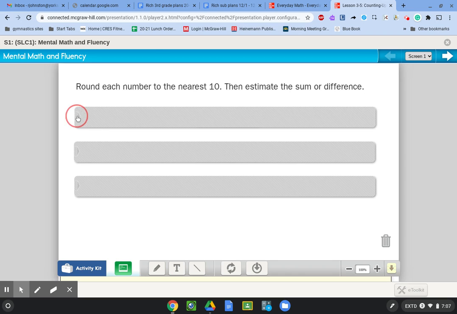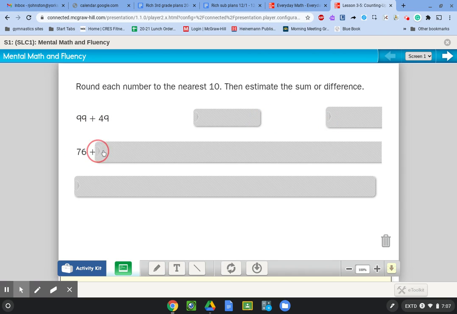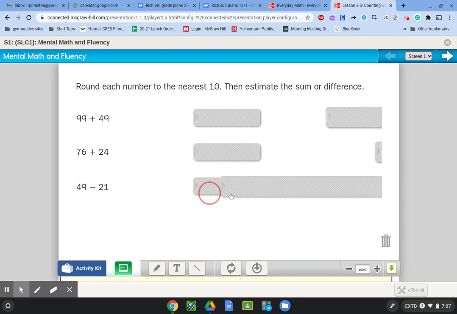Here we go. Round those numbers to the nearest 10 and then add them together. For this third one, you're going to round those numbers to the nearest 10 and subtract them. Hit pause now, give the students some time to do this work, and then hit play, and I'll go over how to solve.